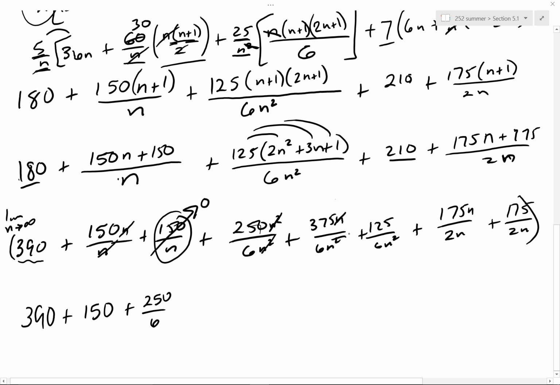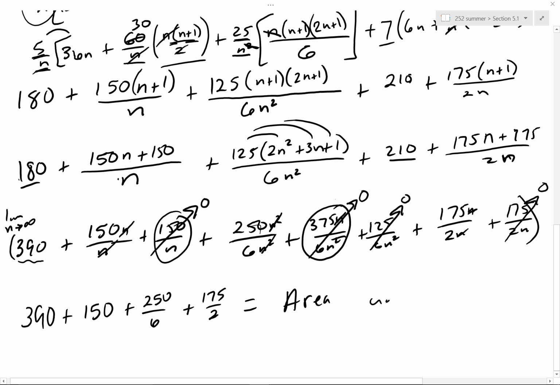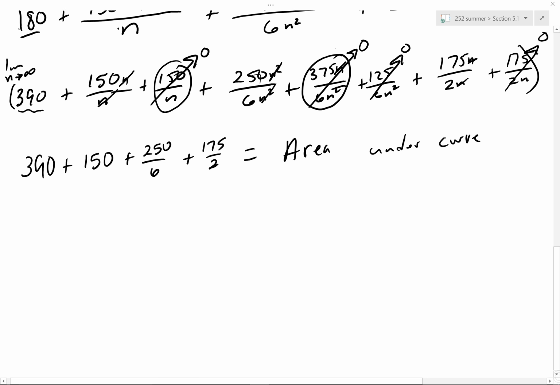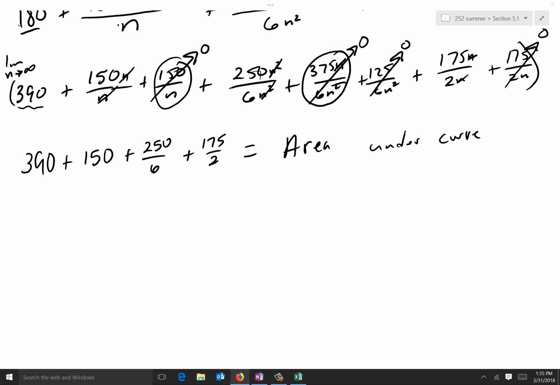Notice that this and this cancel out, but I still have an n on the bottom, meaning that as n goes to infinity, this thing is going to 0, as is this piece. Here, these guys cancel, and I'm left with 175 over 2. And, of course, this bit here is just going to 0. This right here is the area under the curve. In other words, it is, by definition, the integral.